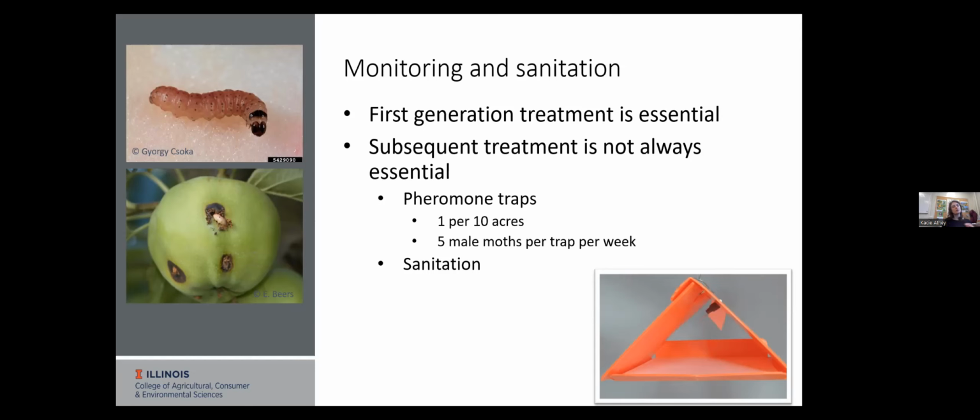The other control measure for this pest is sanitation. So this is another one of those pests that you want to get those fallen apples out of the orchard. If you see apples that are infested, you want to get those out as well. That'll help cut down your population in subsequent generations and subsequent years. So sanitation is really important for a lot of these pests that are internal feeders.